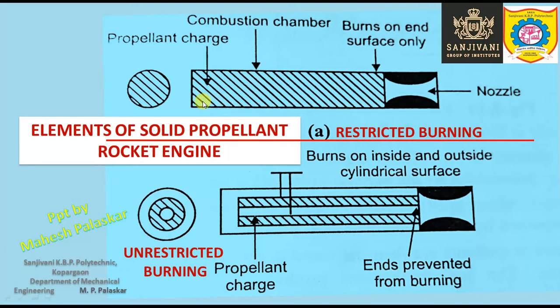So, the burning is restricted. The surface cannot burn. So, the burning is not possible at the surface. Burning is possible only at one end. So, say this end of burning will start, and this burning will proceed in this direction till the complete propellant charge is burned. And at the other end of the cylinder we have a nozzle.